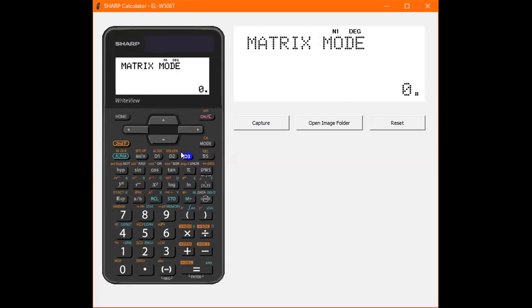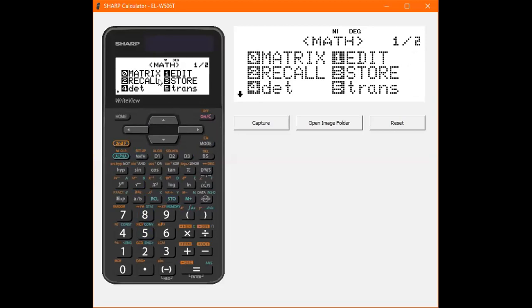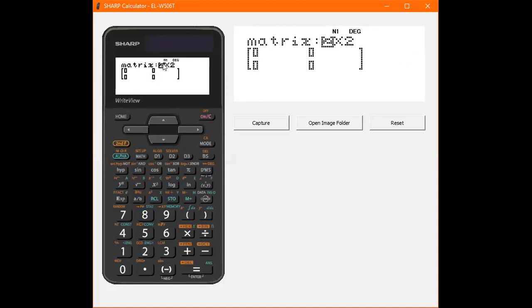The first thing that you need to do in order to edit your matrix is pull up a matrix. So we're going to press math, and we're going to use 1 for editing. Here you can choose the size of your matrix. The first one is your rows, and the second one is your columns. You have an option of 1 by 1 up to 4 by 4 matrix, but why would you do a 1 by 1 matrix? Doesn't make sense. So I'm just going to do a 3 by 3, just so that you can see all of the numbers on my screen.